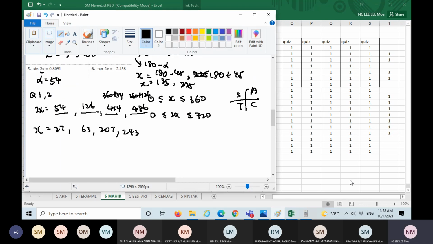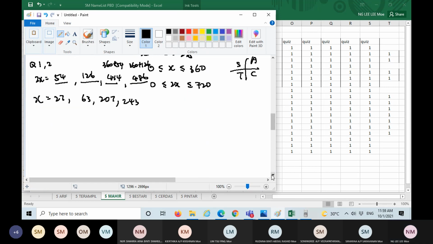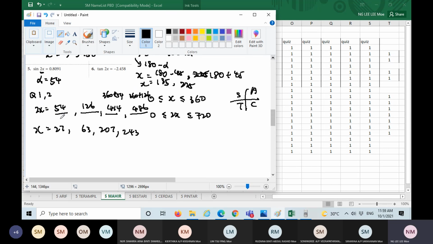Next is Xingzi. Okay, Xingzi, now we do number 6. I got to write back the questions. Number 6, tangent x equals negative. First, I want the alpha. Remember, don't put the negative. So shift tangent 2.458. Can you please tell me the alpha answer?